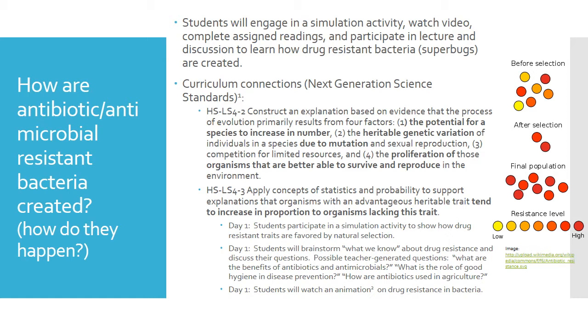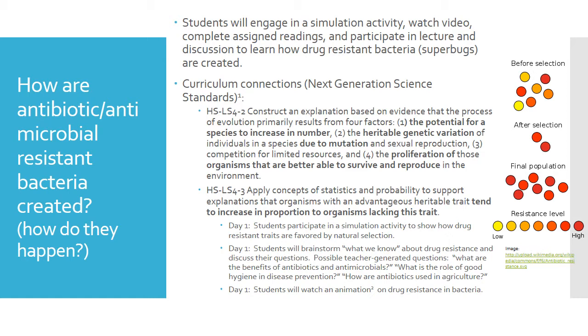And the proliferation of those organisms that are better able to survive and reproduce in the environment, which is a natural selection situation, for which drug-resistant bacteria are a great example. Also, the notion that advantageous heritable traits tend to increase in proportion to organisms lacking this trait. A different standard, but yet a core concept of natural selection. Drug-resistant bacteria is a great topic for addressing that.